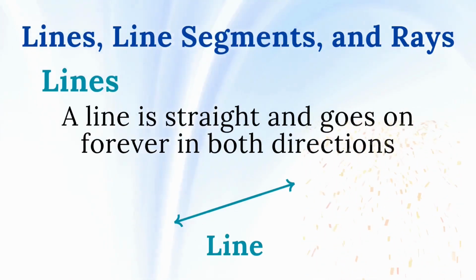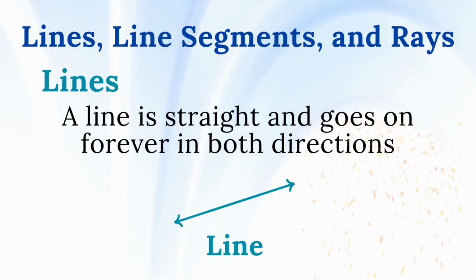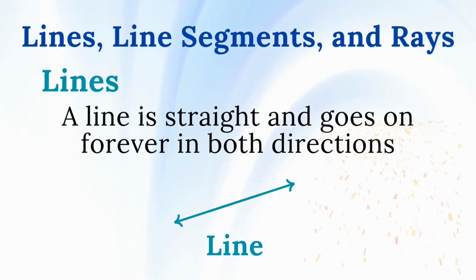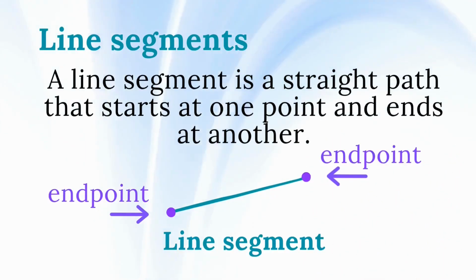A line is straight and goes on forever in both directions. When we draw it, we show this with two arrows, one pointing left and one pointing right. This is a line segment. It's straight, and it starts at one point and ends at another. These are called endpoints. So, we say, a line segment is a straight line with two endpoints.